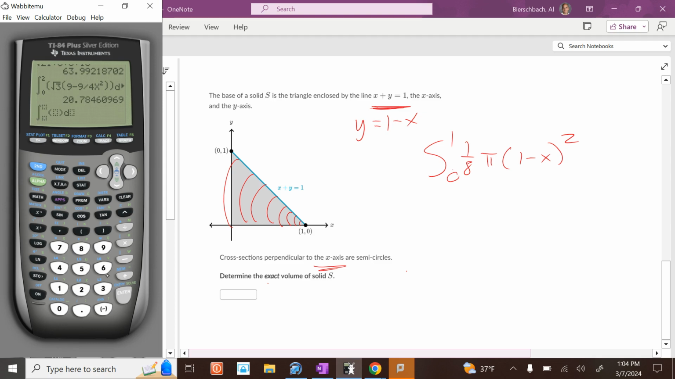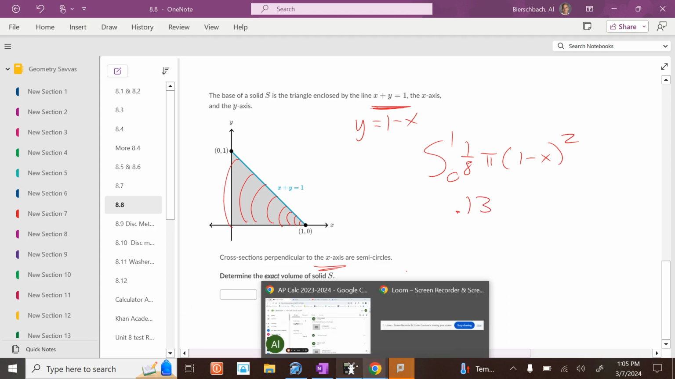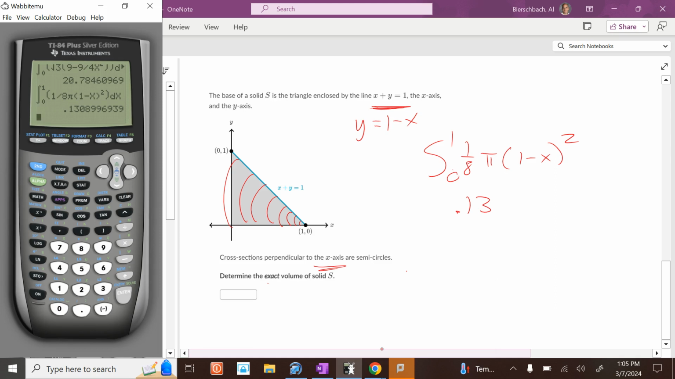math 9 from 0 to 1 of 1/8 pi times 1 minus x squared dx. 0.13, what was it, 0.131.